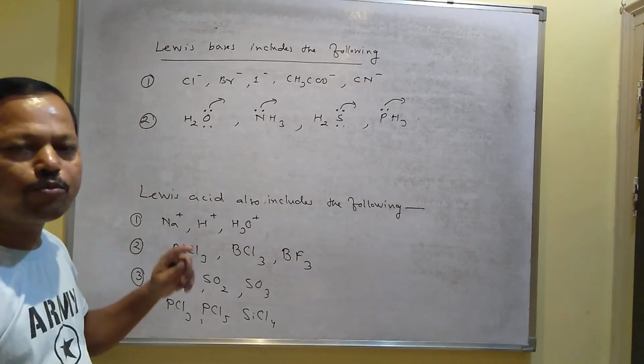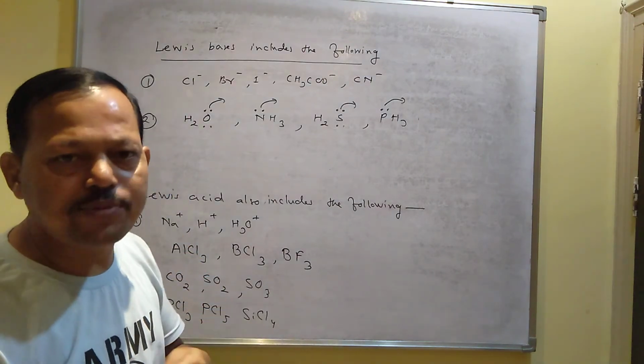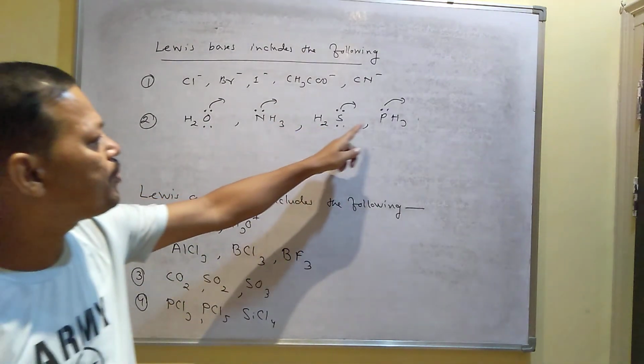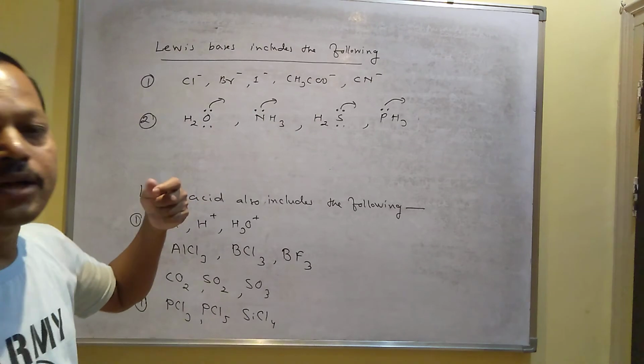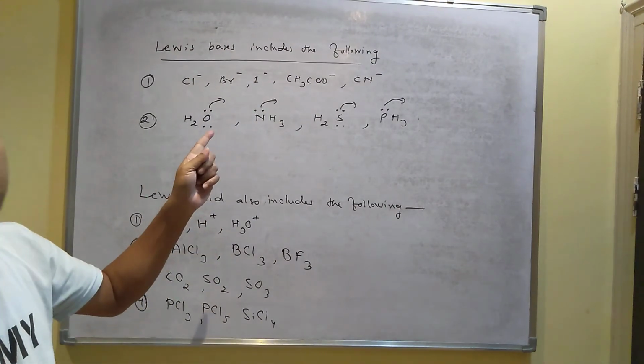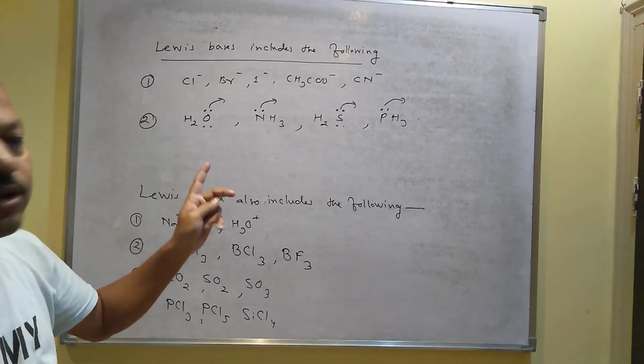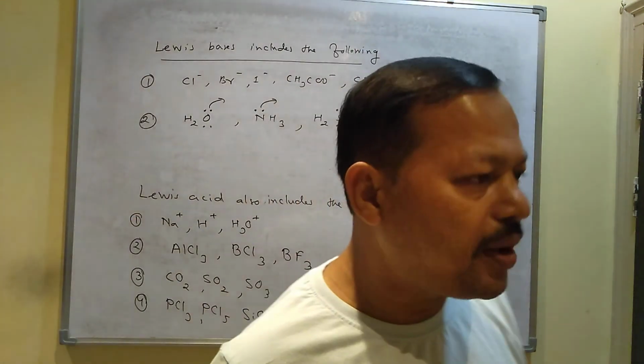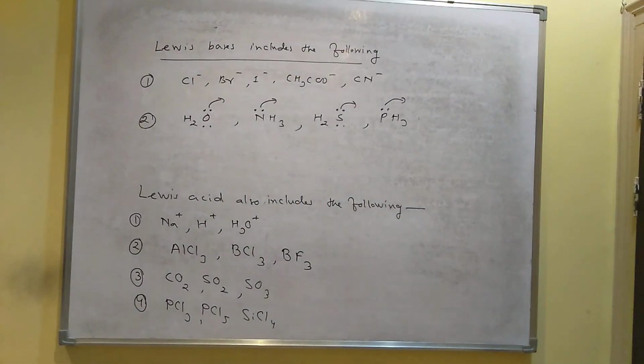In class 10 you learned that the substances which can release OH minus ion only act as base, but here they do not have any OH minus ion, but they can act as base. Why? Because they can donate the lone pair of electrons. So that is why this Lewis concept is said to be the modern concept. It is based mainly on electrons, it does not depend on the H plus ion and OH minus ion.